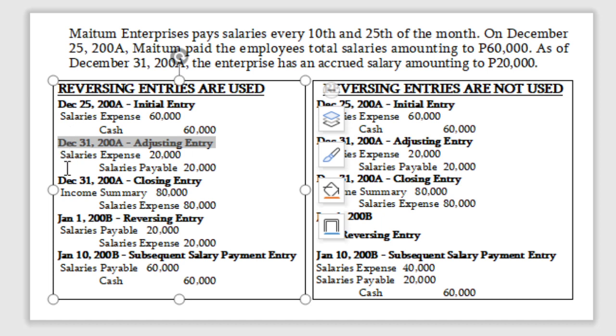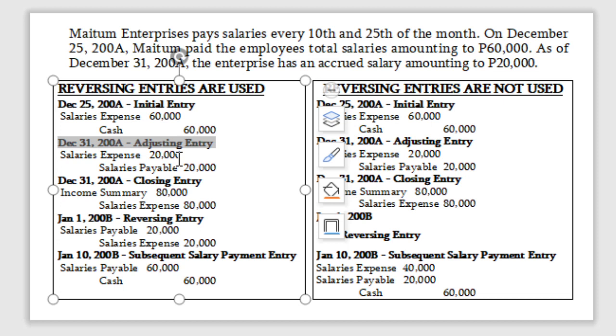So, next is the closing entries. So, yung closing entry natin dito, i-close natin yung temporary account which is the expense account. So, since naka-debit siya, para ma-close siya, i-credit natin. And then, yung kapares niya palagi is the income summary of 80,000. So, kinuha yung 80,000. 60,000 na initial and then 20,000 na adjusting.